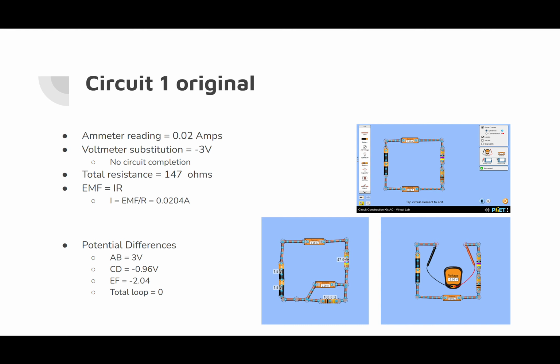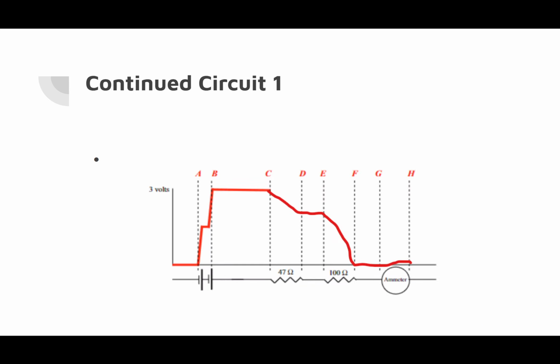Our voltmeter read -3 volts, and our potential difference from A to B, from the bottom of the battery to the top of the battery, was 3 volts. Then the differences from different points around the circuit added up to the 3 volts, giving our total loop a potential difference of 0. As we can see, these measure the potential difference throughout the circuit. From B to C, there is no difference, but from C to D it decreases, and from E to F it decreases, totaling the increase from A to B.